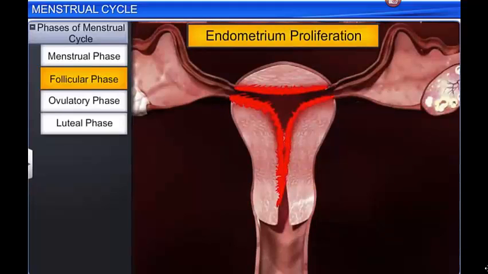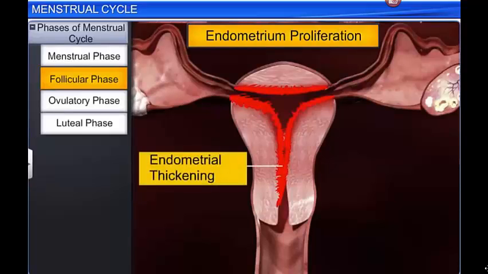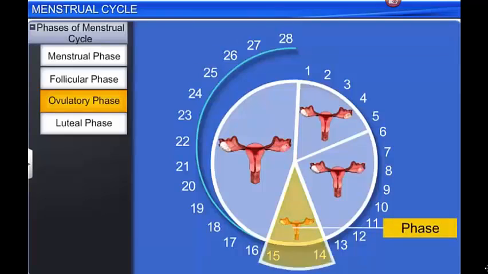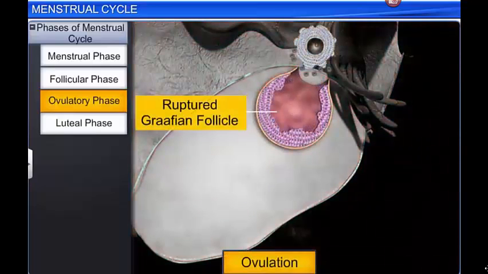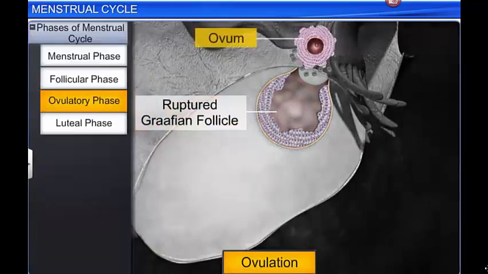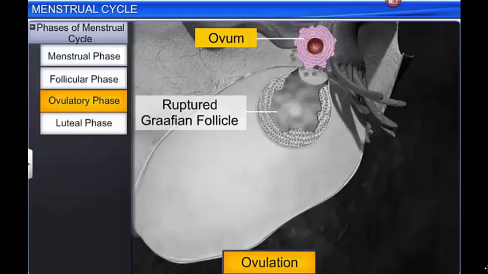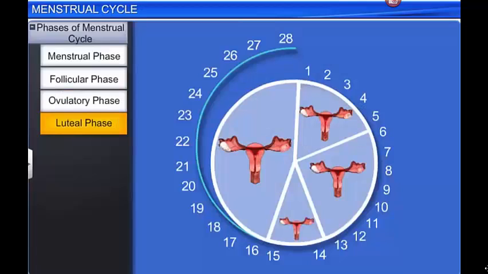The follicular phase is followed by the ovulatory phase, which occurs during the middle of the menstrual cycle. During this phase, the Graafian follicle ruptures to release an ovum or egg cell into the pelvic cavity, called ovulation. The ovulatory phase is succeeded by the luteal or secretory phase, the last phase of the menstrual cycle, which occurs between 16 and 28 days of the menstrual cycle.